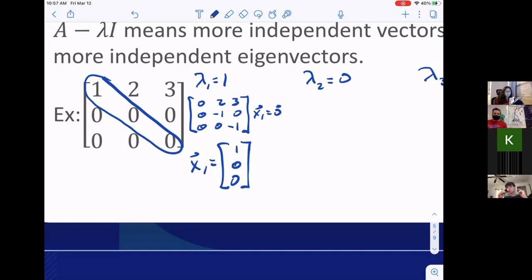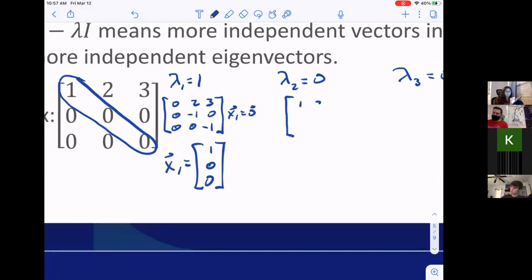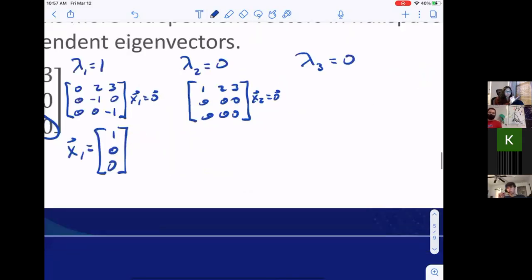1, 0, 0 times 0, 2, 3, or 0, negative 1, 0, or 0, 0, negative 1. Those will all come out to be 0. So I can basically make that first number whatever I want. If I subtract 0, now notice I've got 2 free variables, which means I will be able to come up with 2 independent vectors that make this thing 0.